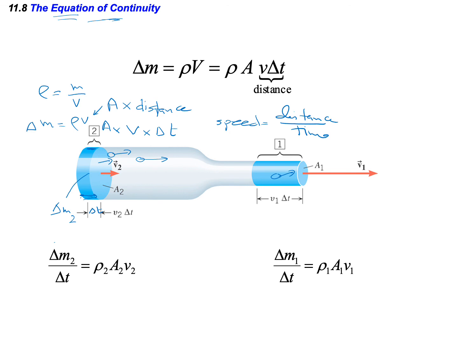The small mass delta m crosses from one side to the other side. We can write delta m in terms of density, area, speed and delta t. Don't be confused by the notation: in this equation v is volume, but we replace the volume in terms of speed or velocity and time. So if I rewrite with delta t, delta m over delta t equals rho A v. So delta m over delta t is the density of side 2, times the cross-section area of side 2, times the speed or velocity.